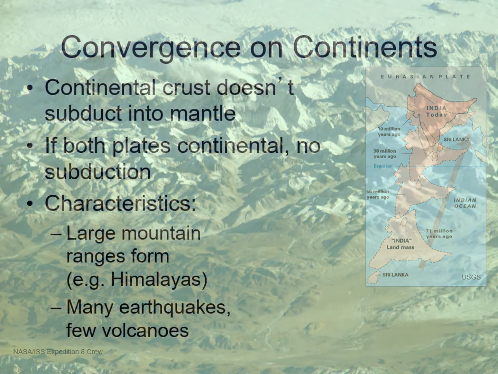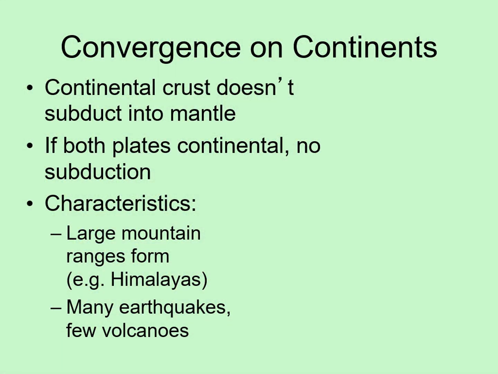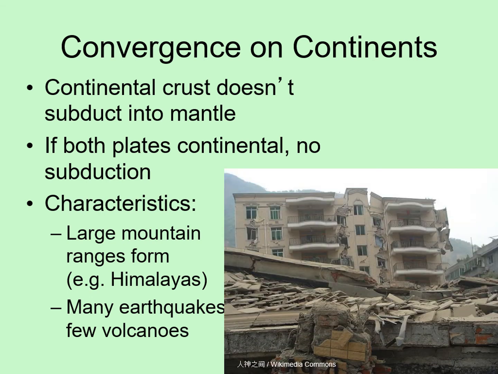The other obvious feature of this kind of collision is a large region with lots of earthquakes. In the case of the Himalayas, the wide band extending from Afghanistan and Pakistan all the way through central and southern China is subject to earthquakes resulting from this collision. However, since there's no subduction, there's very little volcanism in the area.